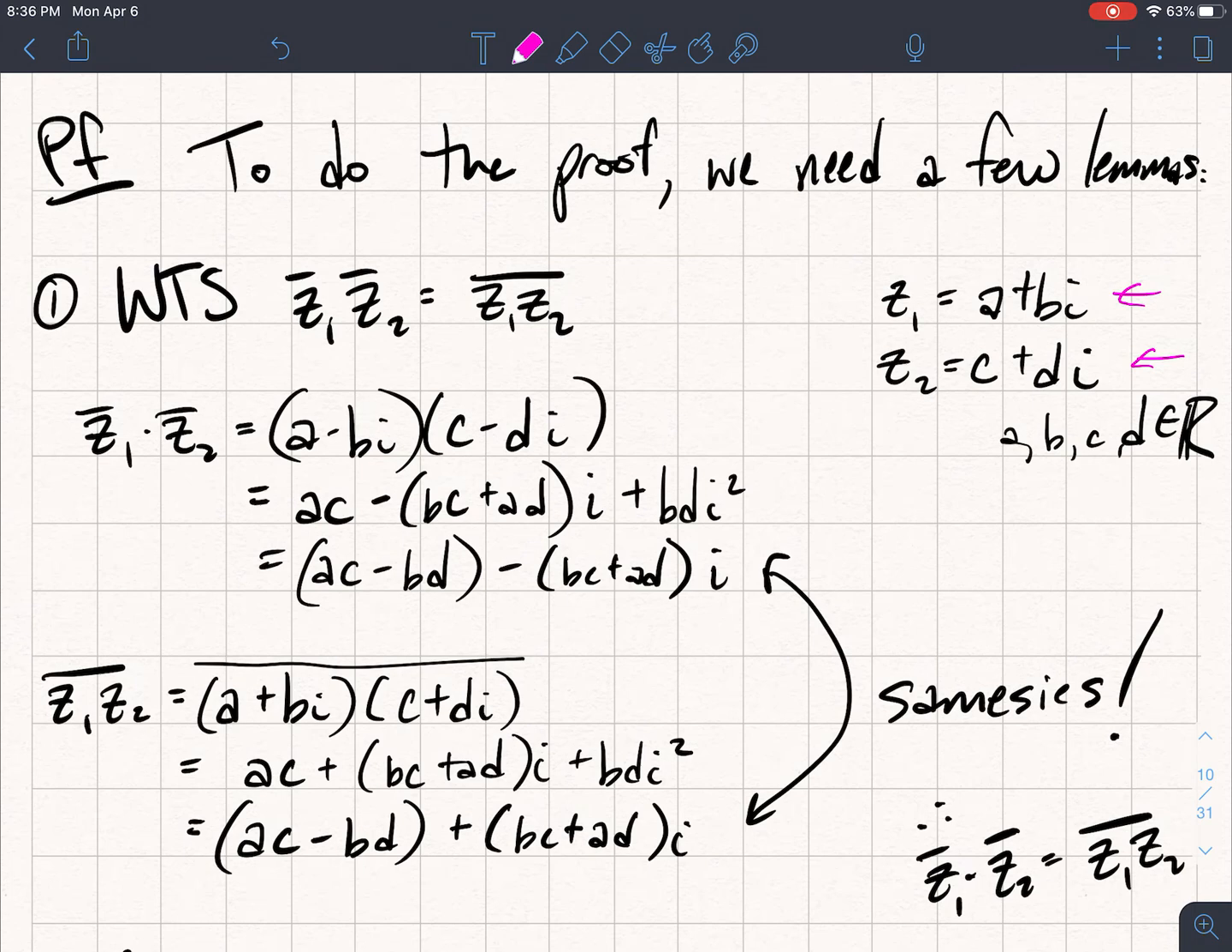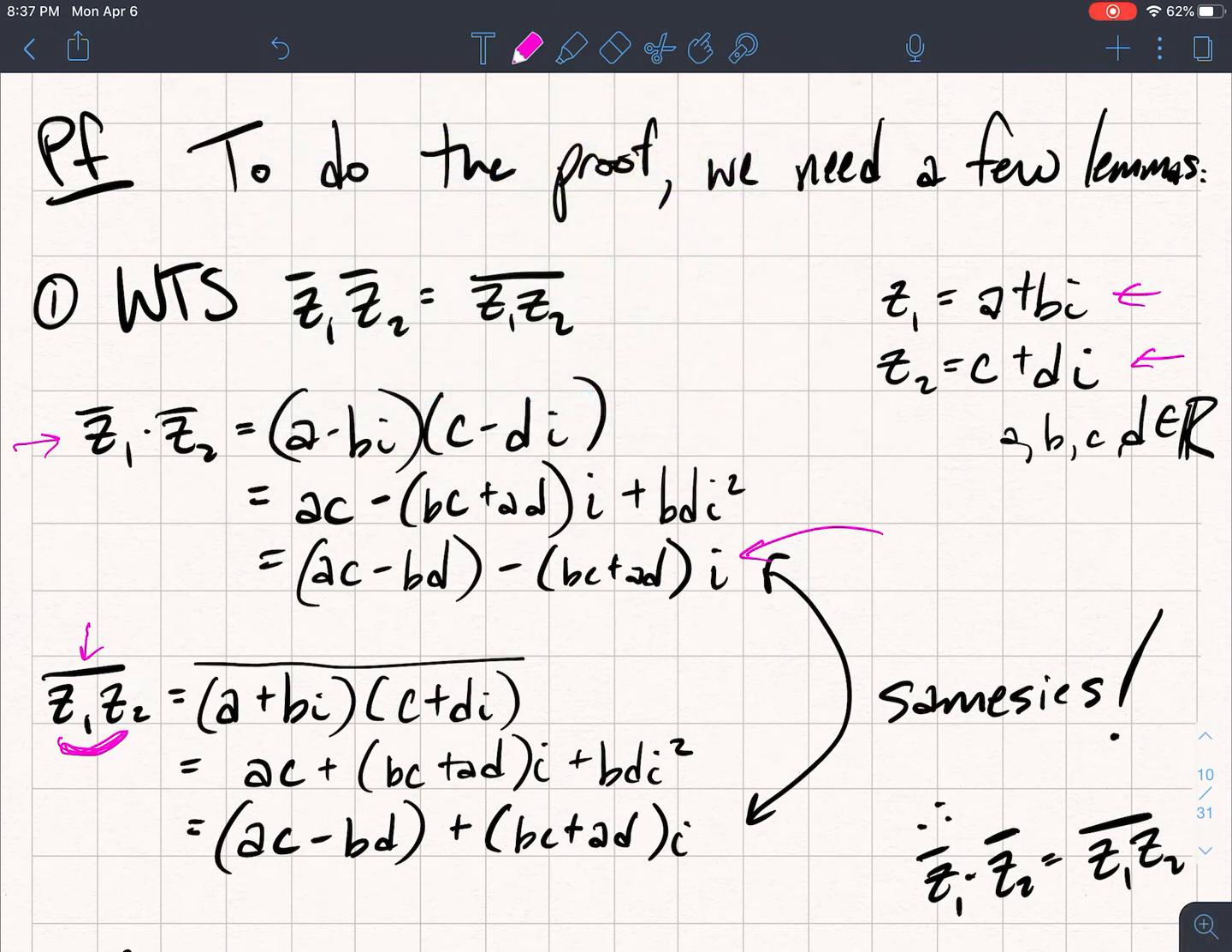So to prove it, we just multiply it out. I take the conjugate of both numbers first, so I get a minus bi times c minus di. Multiply it all out, i squared equals -1, and then I get this expression here. Then I take the other side, multiply the two complex numbers, multiply it all out, and then do the conjugate, and I get the same thing.